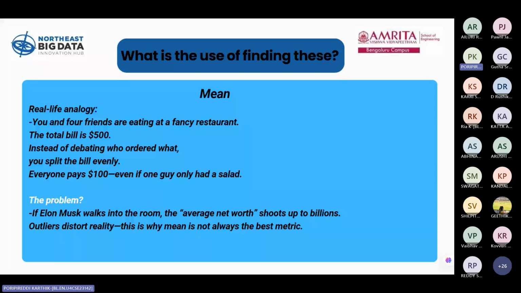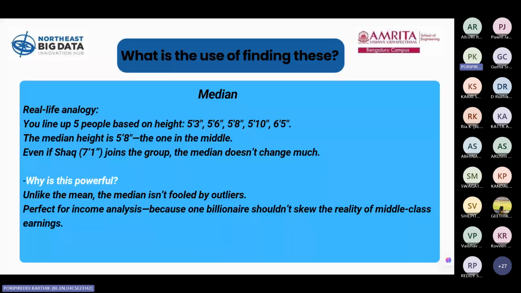We can use median. Let's take another example. You line up 5 people based on their height, as given in the PPT, and the median height is 5'8". If we add Shaq into the group, like we did Elon Musk in the previous example, it doesn't change anything. The median is still around 5'8". The median doesn't change very largely, like we went from thousands to millions in the previous example. Unlike mean, median isn't fooled by outliers.